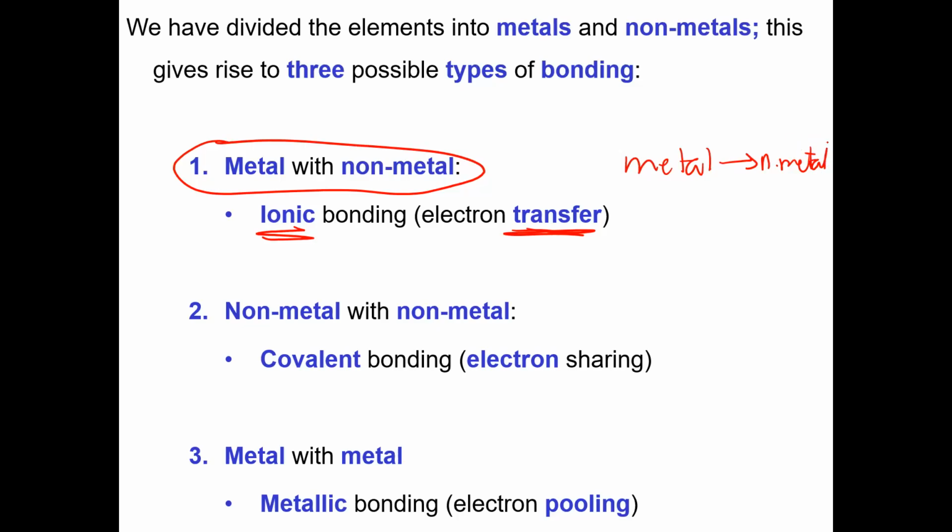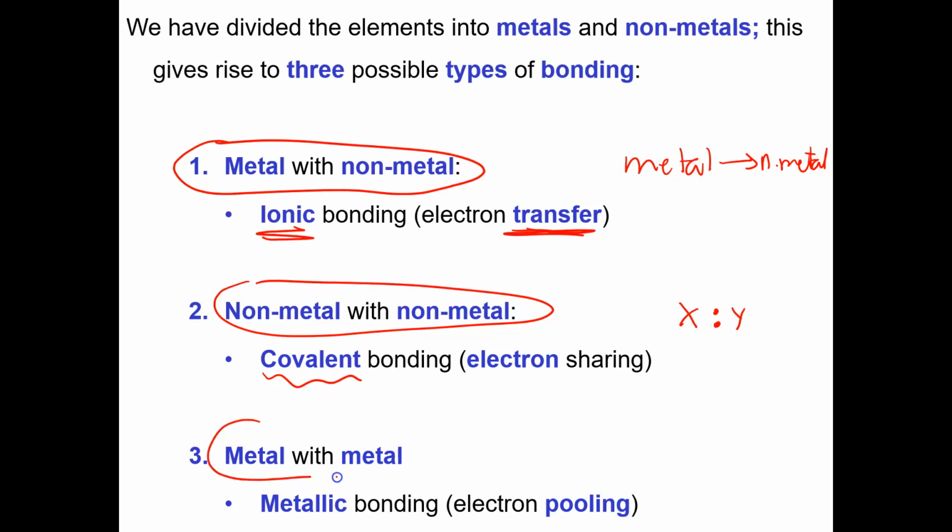The other type of bonding that would be possible is between two nonmetal atoms. This results in what we call covalent bonding, and covalent bonding is a result of the sharing of electrons, which I'm going to indicate as dots here, between two nonmetal atoms. There is a third type of bonding that's possible, which occurs between two metal atoms. This is referred to as metallic bonding, and we see this in crystals of metallic elements, and this is a result of electron pooling. And we're going to be looking at that in Chapter 10.